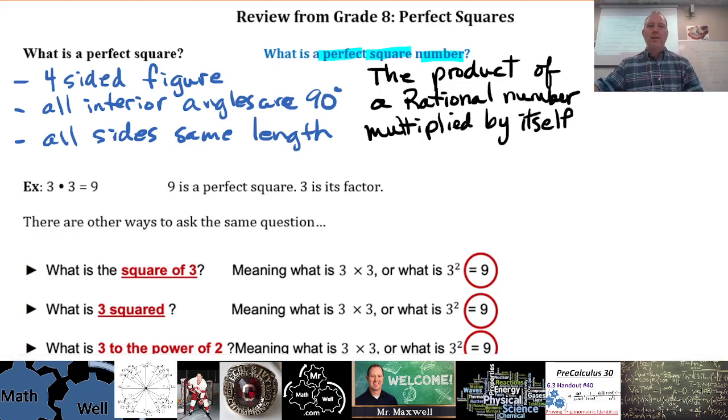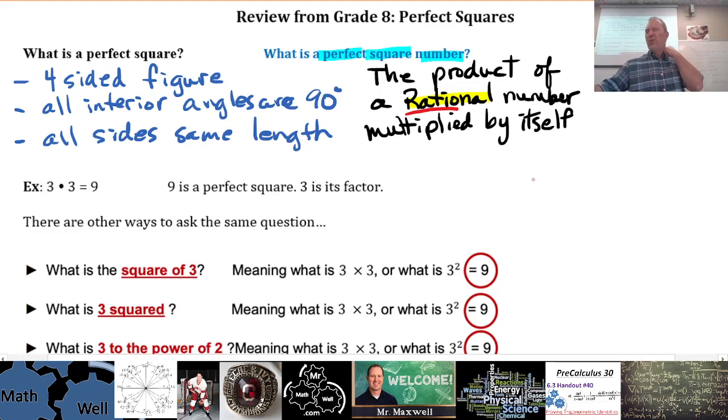So the product of a rational number multiplied by itself. And I think we should talk a little bit more about rational. A perfect square number is obviously the product of a whole number multiplied by itself, but a rational number encompasses more than just whole numbers, okay? A rational number technically is any number that can be written as a ratio, because that's what the root of rational is. It's any number that can be written as a ratio of 2 integers. So integers would be positive or negative, like whole numbers, okay?